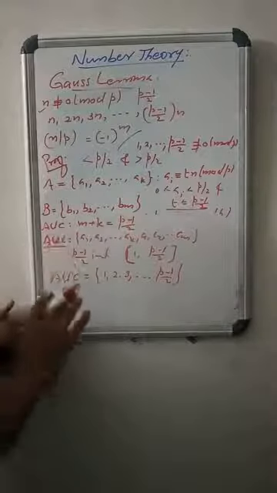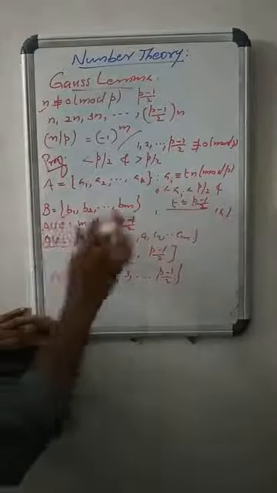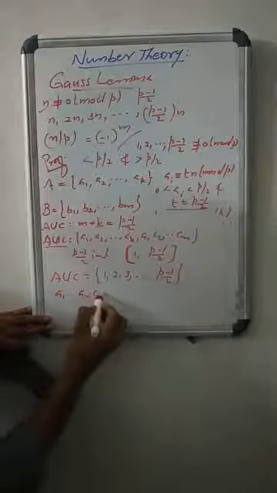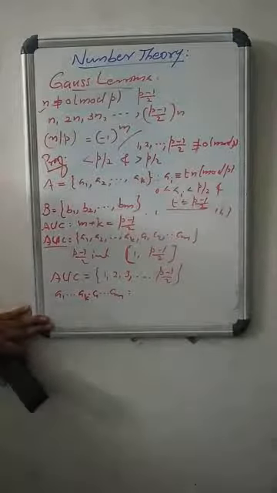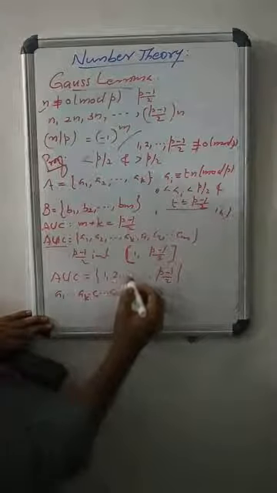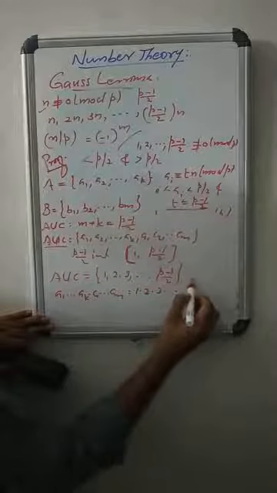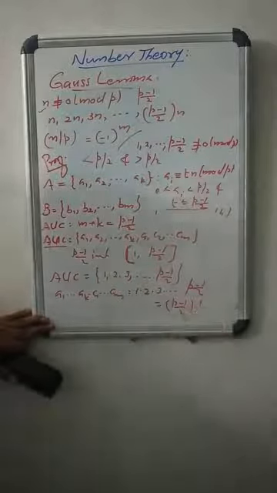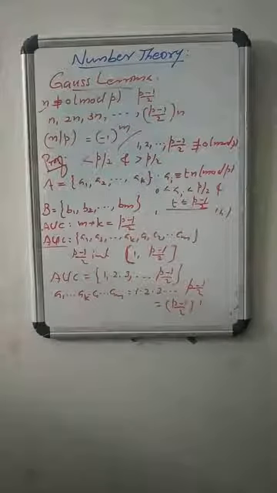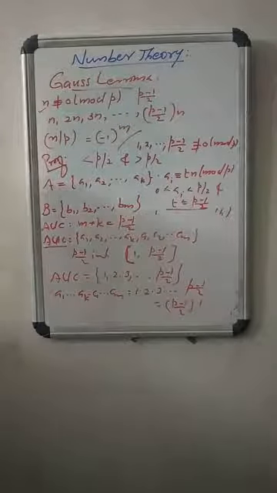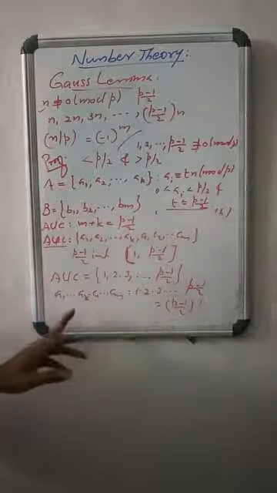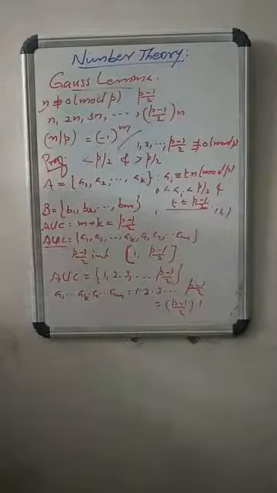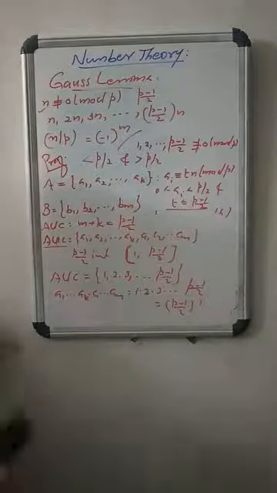Therefore, what is the product of numbers in A union C? That is A1 etc. AK into C1 etc. Cm. That means that is 1 into 2 into 3 into etc. to P minus 1 by 2, which is nothing but P minus 1 by 2 factorial. Okay. Yes. That means P minus 1 by 2 factorial equals A1 etc. AK into C1 etc. Cm.